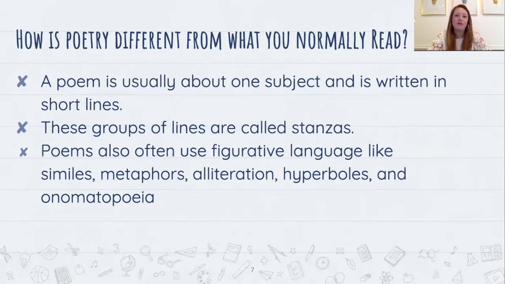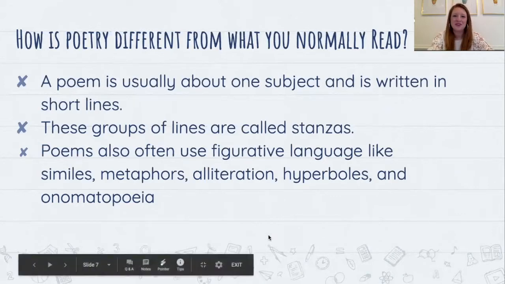Poems often include figurative language like similes and metaphors, alliteration, hyperboles, and even onomatopoeia, which is my favorite one. It sounds really funny when you say it. We're going to talk a little bit more about those different types of figurative language in just a minute, and you may want to include those in the poem that you write today.